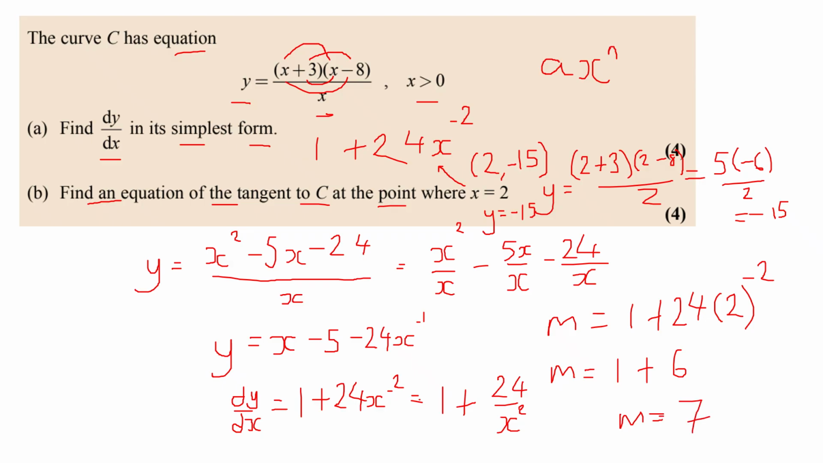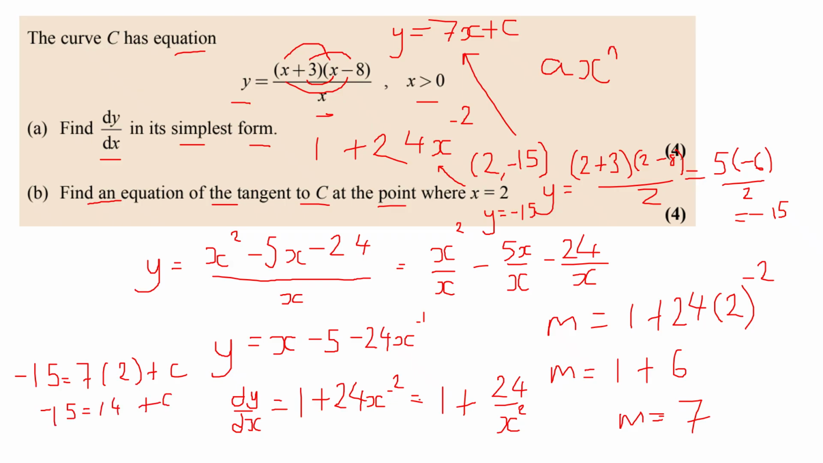I'm now going to use y equals mx plus c. So we got y equals 7x plus c. Sub in my coordinates of x is 2, y is minus 15. We get minus 15 is equal to 7 lots of 2. So 7 times 2 is 14 plus the c. So minus 15 equals 14 plus c. Subtract 14 on both sides. Minus 15 subtract 14 is minus 29. So we've got minus 29 equals c.